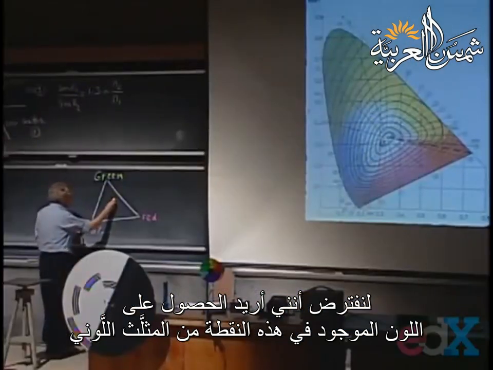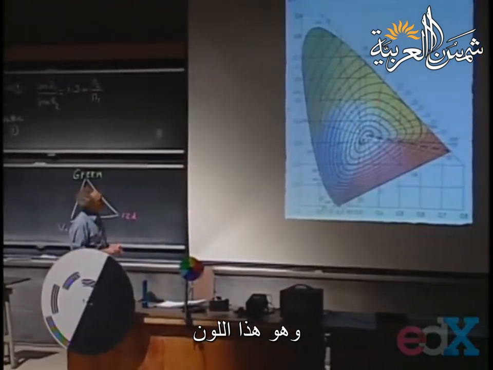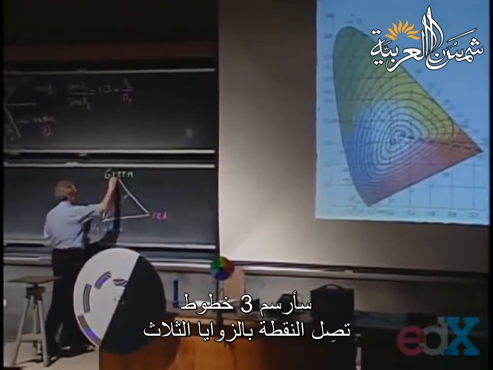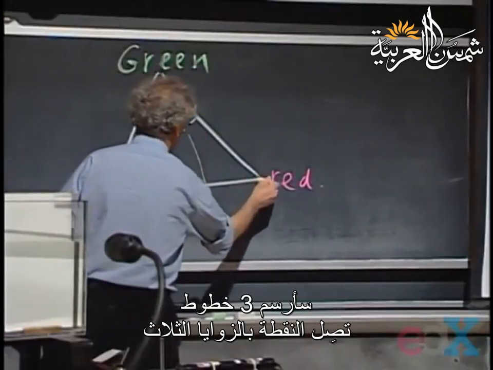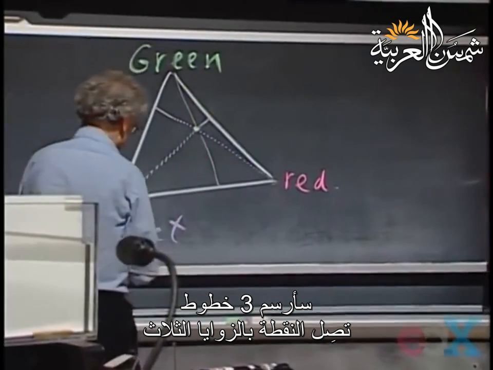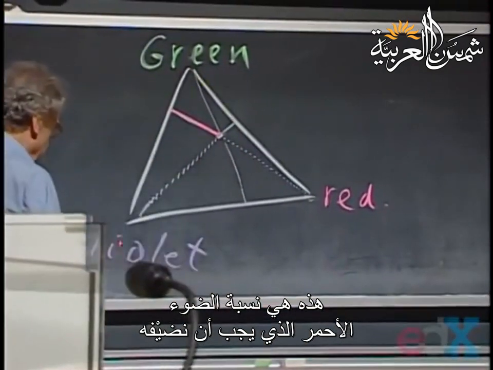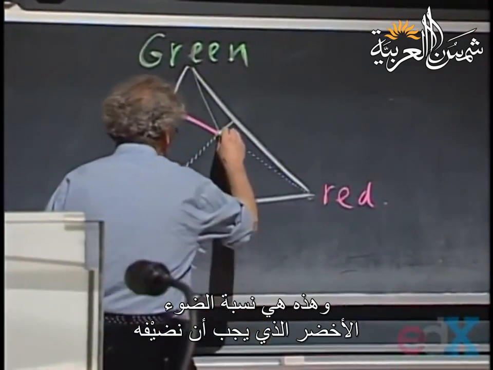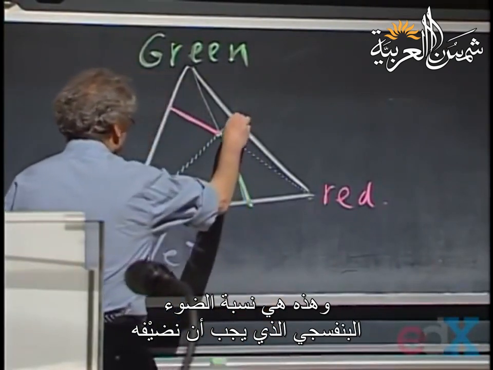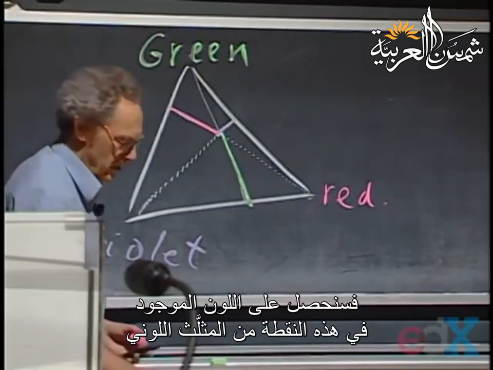Well, suppose I want to make this color here. So that's this color, say. Then you draw 3 lines, 1, 2, 3, from the 3 corners. And this is the amount of red that you have to put in. And this is the amount of green that you have to put in the light. And this is the amount of violet light. And if you do that in that ratio, you would get the color which is here.